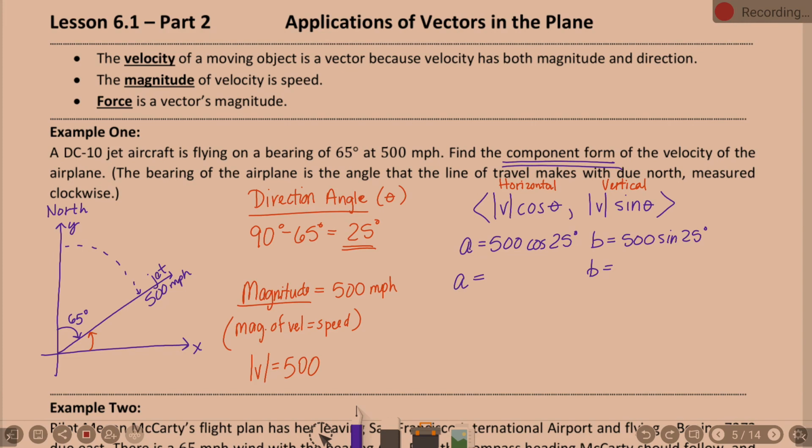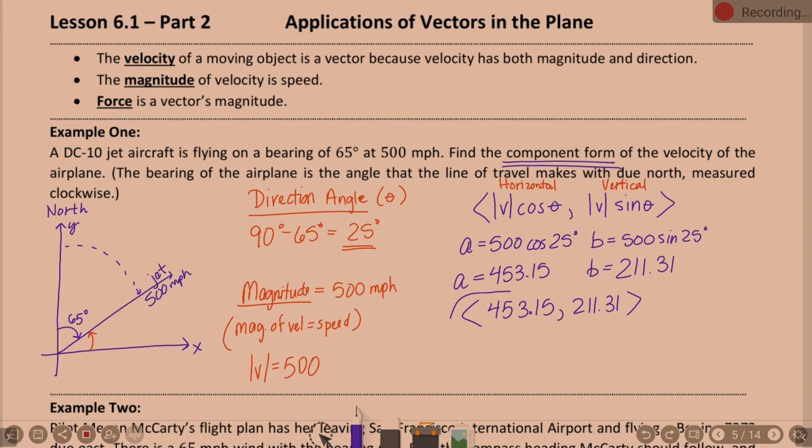What are you getting? 453.15. Okay, and 211.3. Okay, I can agree with those. So that makes my component form 453.15, comma 211.31. Is that it? That is it.